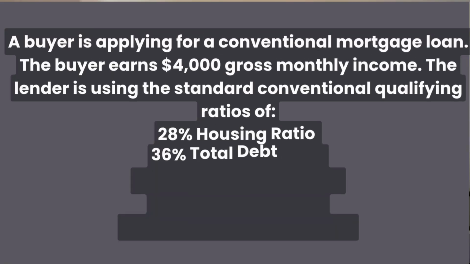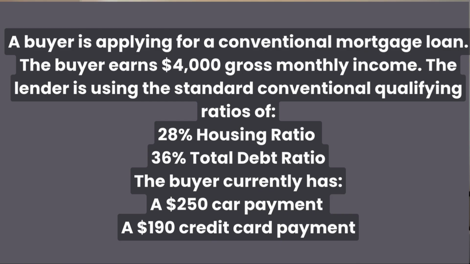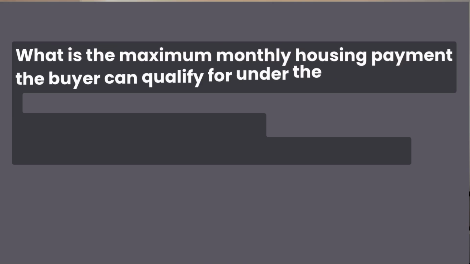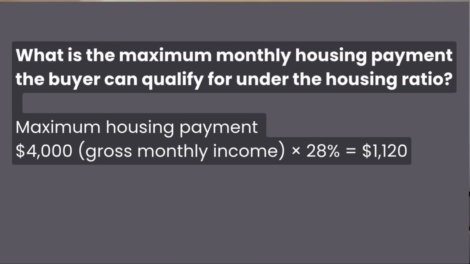A buyer is applying for a conventional mortgage loan. The buyer earns $4,000 gross monthly income. The lender is using the standard conventional qualifying ratios of 28% for housing ratio and then 36% total debt ratio. The buyer currently has a $250 car payment per month, $190 credit card payment. So, questions. What is the maximum monthly housing payment the buyer can qualify for under the housing ratio?